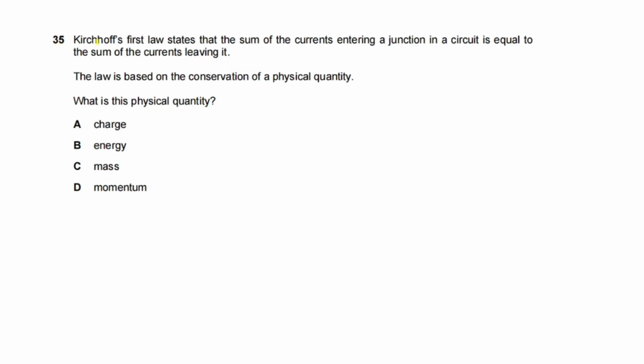Question number 35. Kirchhoff's first law states that the sum of currents entering a junction in a circuit is equal to the sum of the currents leaving it. The law is based on the conservation of a physical quantity. What is this physical quantity? The physical quantity is charge, since the current is the rate of flow of charges. So option A is the answer.